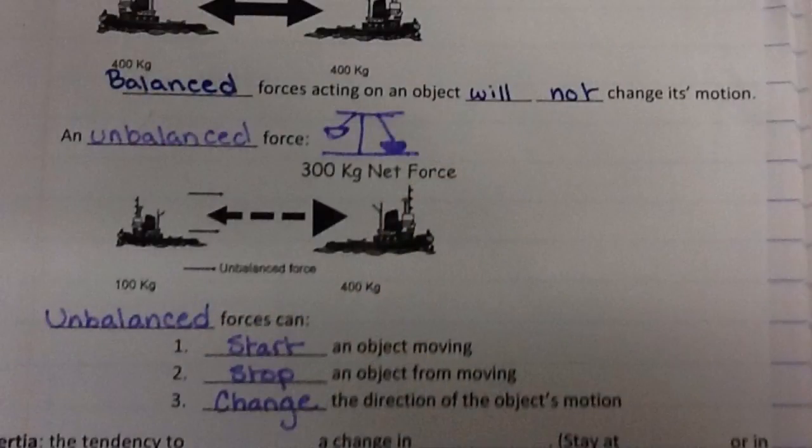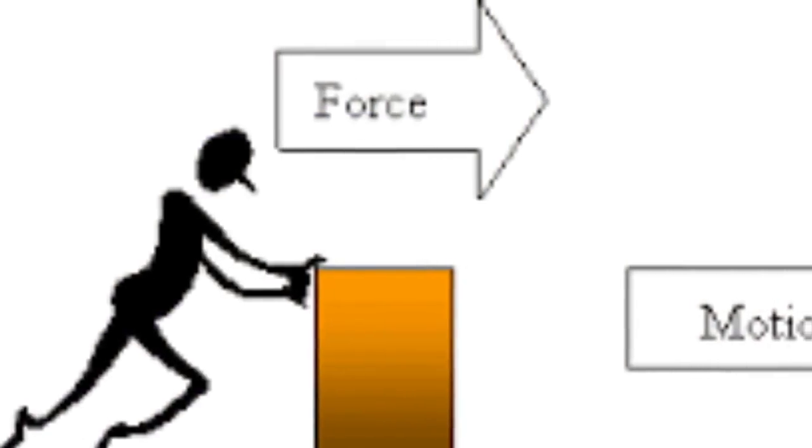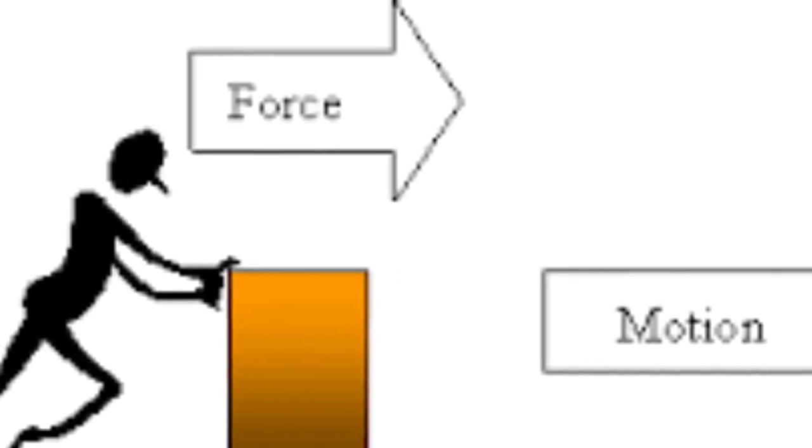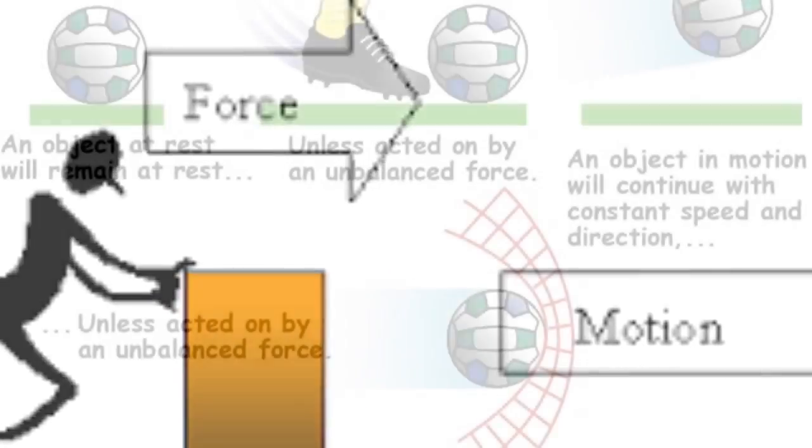An unbalanced force can start an object moving, can stop an object from moving, or can change the direction in the motion of an object. For example, if I have just one person pushing on the box, their force is greater than the force of gravity and friction and causes it to move to the right.